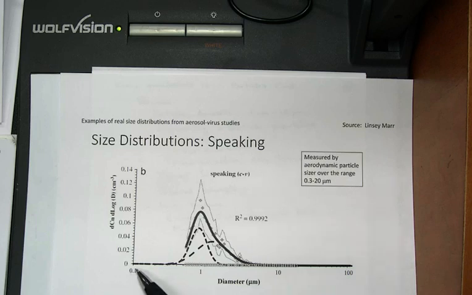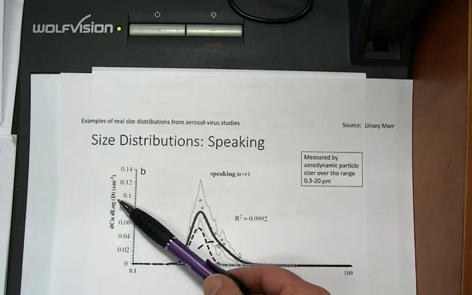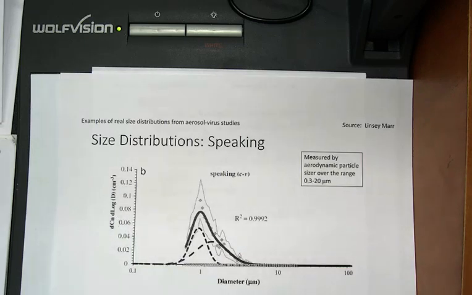So we've got an x-axis that is the base 10 diameter: 100 nanometers, 1 micron, 10 microns. And we have a y-axis, which is, what is that? That's complicated. dN over d log Dp, in inverse cubic centimeters.